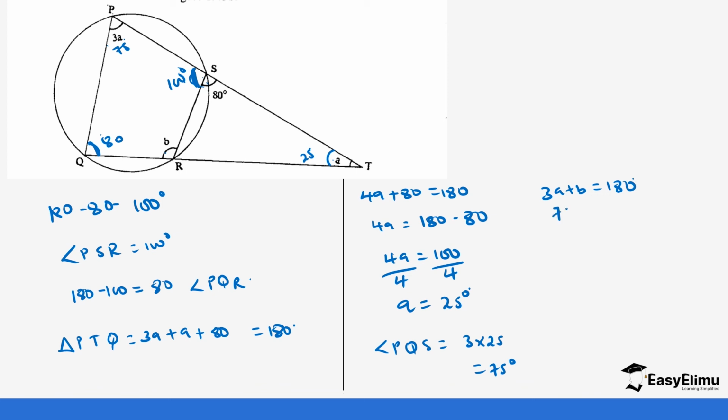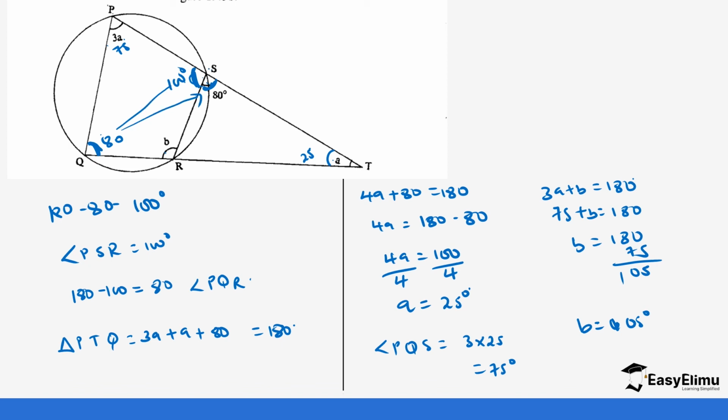So 75 plus B will give us 180. So B is equal to 180 minus 75. So this will give us 105. So B is going to be 105 degrees. So you see how we use those two properties to be able to understand. And you notice, as we said, the exterior angle, this angle here, that is angle RST, is equal to Q. You can see how they are related.